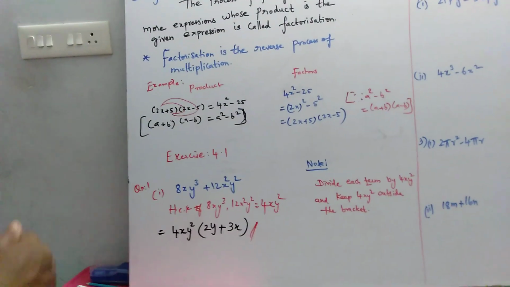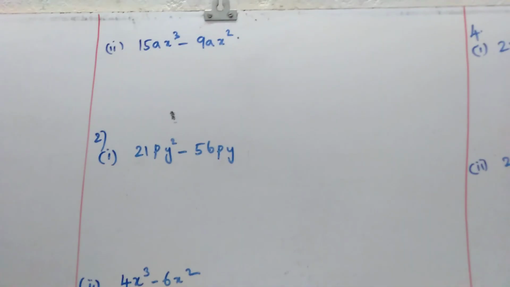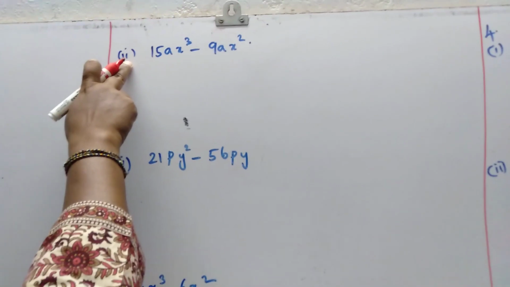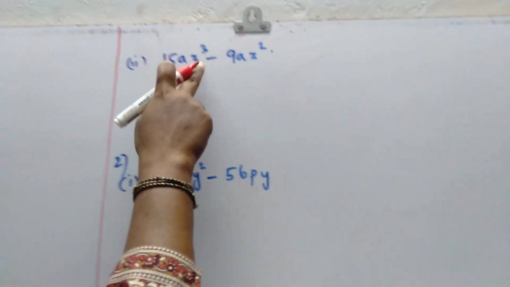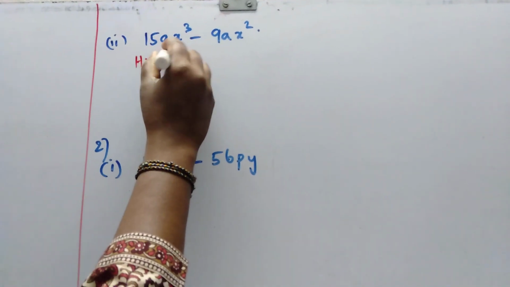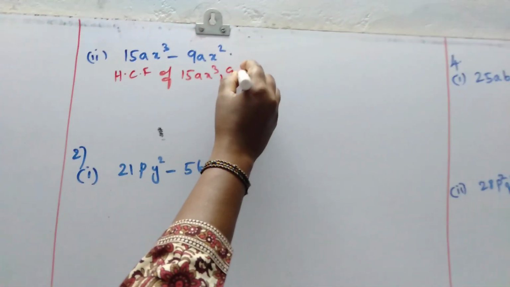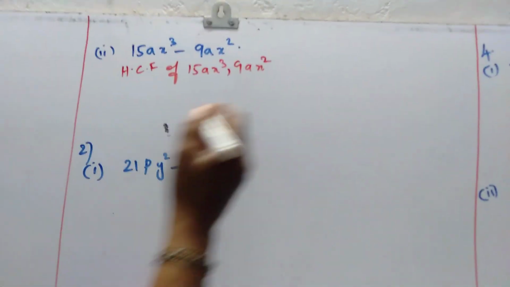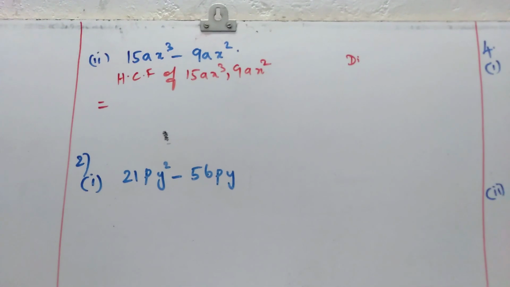Okay, we'll move to the next, the second subdivision of question number 1. Here is the question: 15ax cube minus 9ax square. What is the HCF? HCF of 15ax cube, comma, 9ax square. So we want to divide first. So we want to write it first.